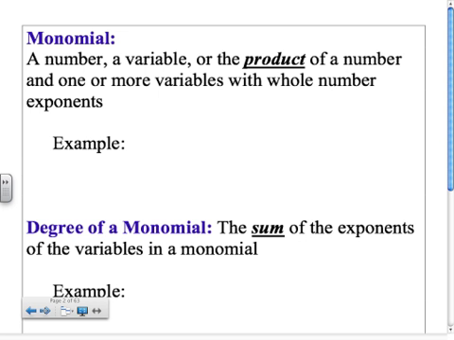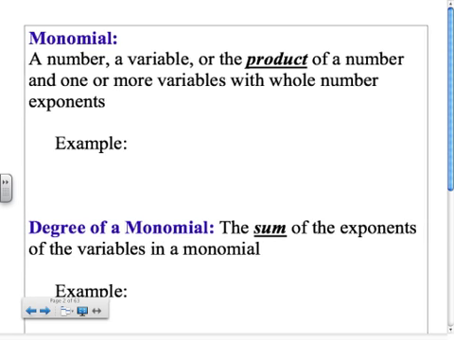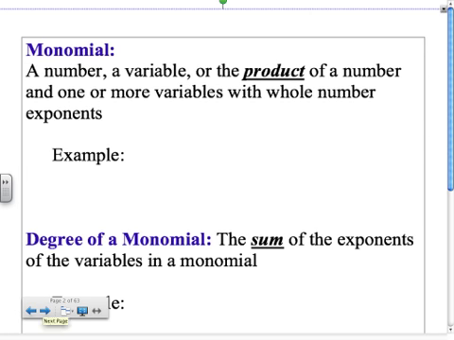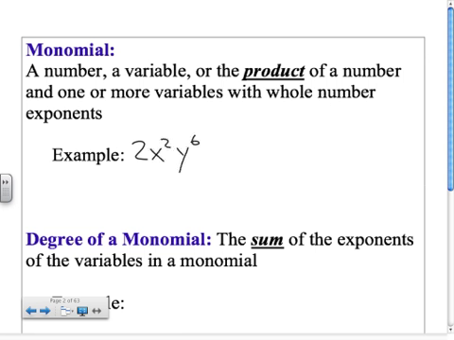A monomial is very simply a number, a variable, or the product of a number and one or more variables with whole number exponents. An example of a monomial is something like 2x squared y to the sixth. Again, your exponents are whole numbers, therefore that is a monomial.